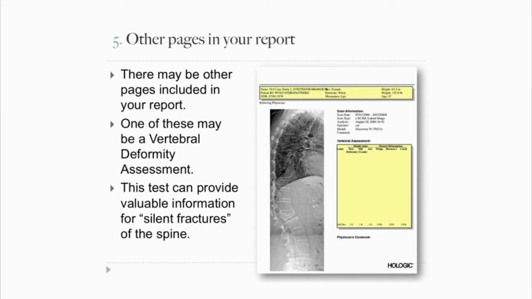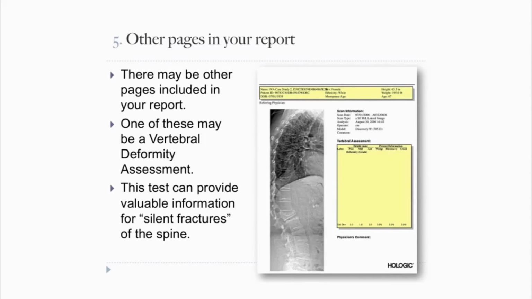One of these pages you may have in your report will look like this over to the right. It's a side view of the spine, and you can notice that every single vertebral body is outlined there. This is called a vertebral deformity assessment, and the goal of this is to see, does the spine have some deformities? Are there some vertebral bodies that are crushed, that are a little bit deformed in one way or another? This test is valuable because it can tell you if you have hidden spinal fractures.